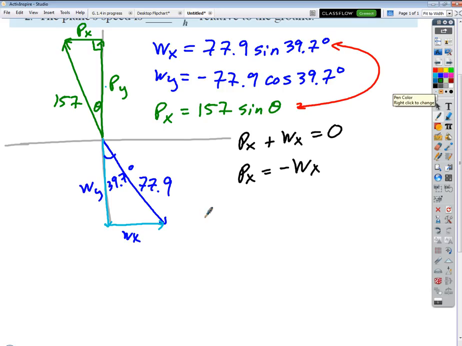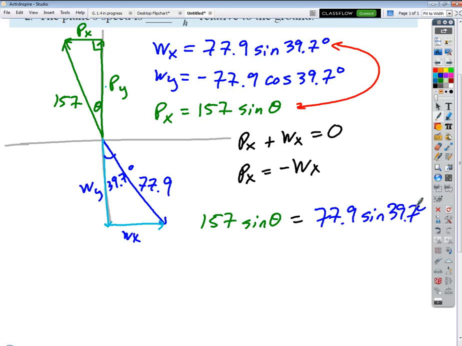So 157 sine theta equals 77.9 sine 39.7 degrees. Now, this is just a big number on our calculator, right? I'm writing it like that, but we could just as easily make it a decimal. What do I have to do to solve for theta there? Divide by 157 and then do our sine.